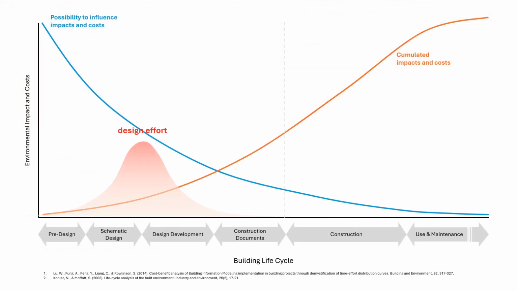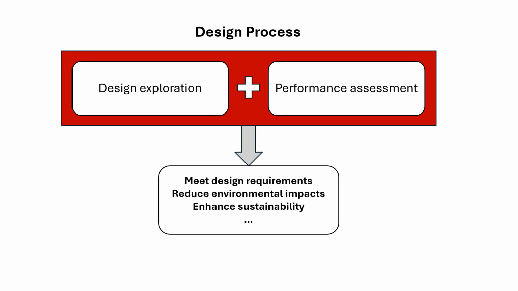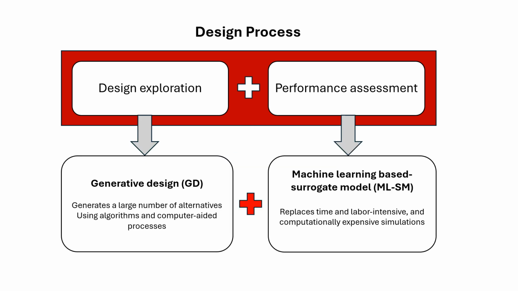Early design decisions in architectural design are important because they can influence environmental impacts and project costs more than later phases. Designers employ various design exploration and performance assessment methods to meet design requirements and produce well-performing designs to reduce environmental impacts and enhance sustainable built environment.